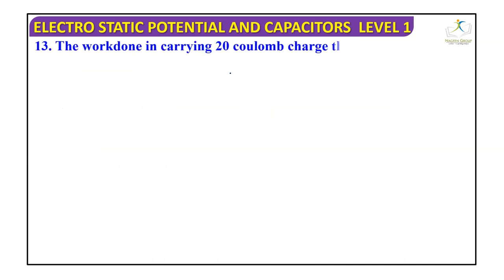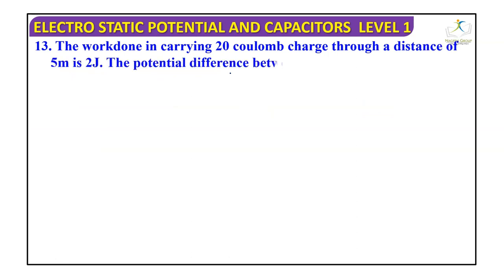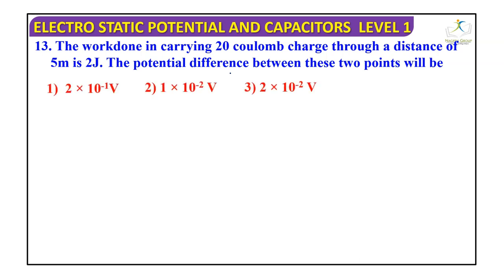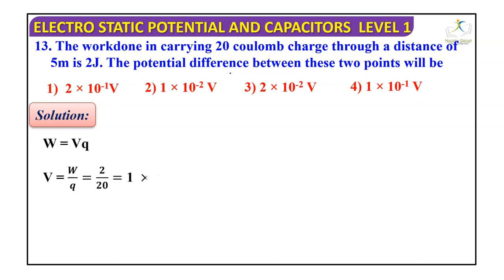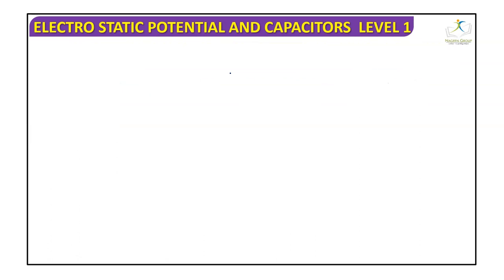Next we have the work done in carrying 20 coulomb charge through a distance of 5 meter is 2 joule. The potential difference between these 2 points will be, we have a few options, which are these. Now move ahead with the solution. We know that W is equal to V into Q. We just put this value and get the result. The correct answer for this question is option 4.